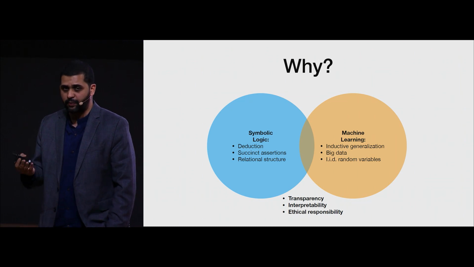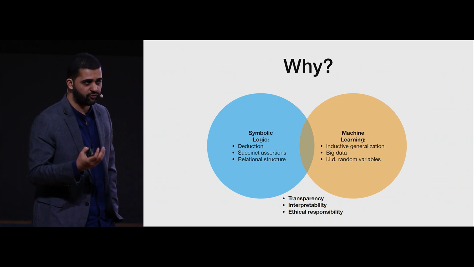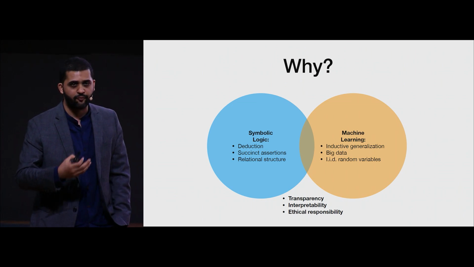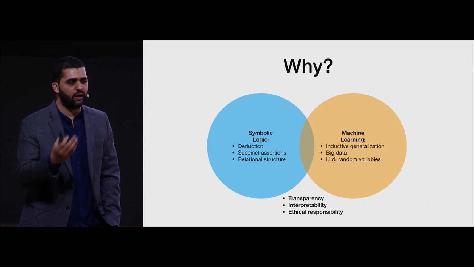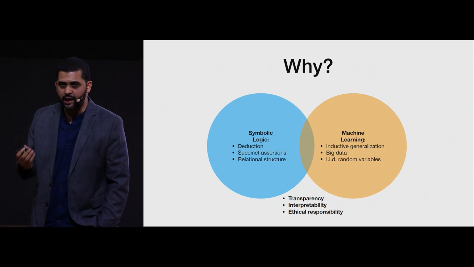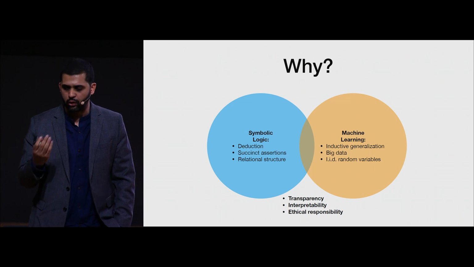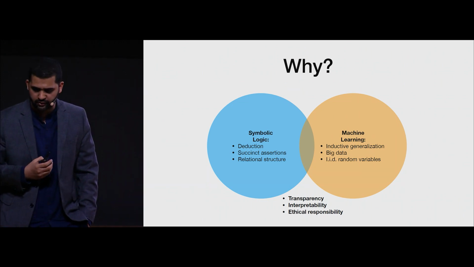Machine learning is about big data. And in contrast, symbolic logic is about assertions. For instance, I could tell you, I'm from the University of Edinburgh, and you don't need a million examples. One example will do. And we need a way to actually integrate that kind of information into the system when we talk about systems that work with human beings.